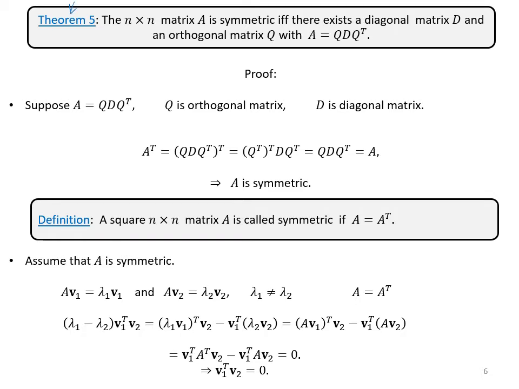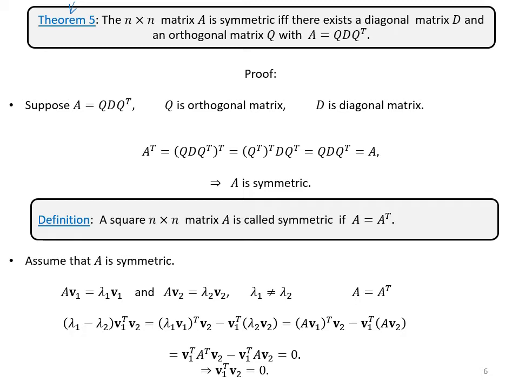Theorem 5. The n by n matrix A is symmetric if and only if there exists a diagonal matrix D and orthogonal matrix Q with the property that matrix A equals the product of matrix Q multiplied by matrix D from the right and multiplied by transposed matrix Q from the right. Let's prove this theorem. The statement of the theorem implies that we should prove this statement in both directions.